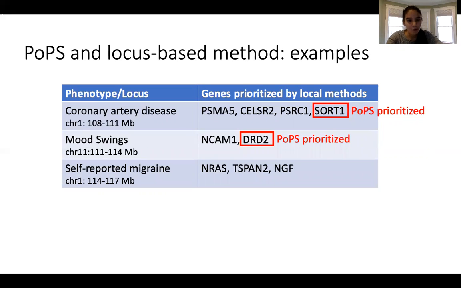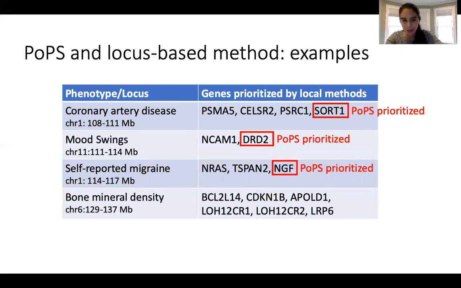And then for self-reported migraine, this is another, so I'm picking out here loci where the different locus-based methods disagreed. And here POPS prioritized NGF, which has not been implicated by GWAS before, but which is known to be expressed at higher levels in the CSF of patients with chronic headache. And POPS prioritizes it because of some PPI connections, as well as mouse phenotypes, including abnormal response to pain.